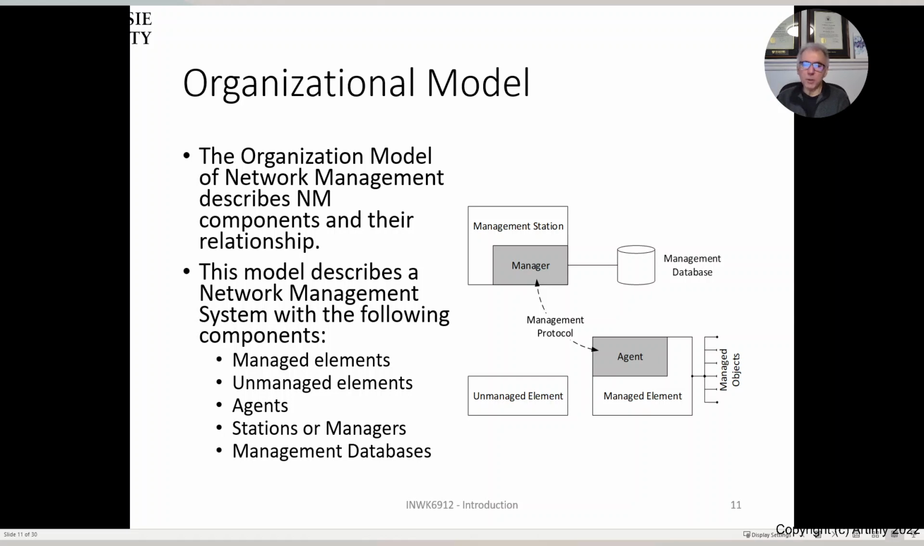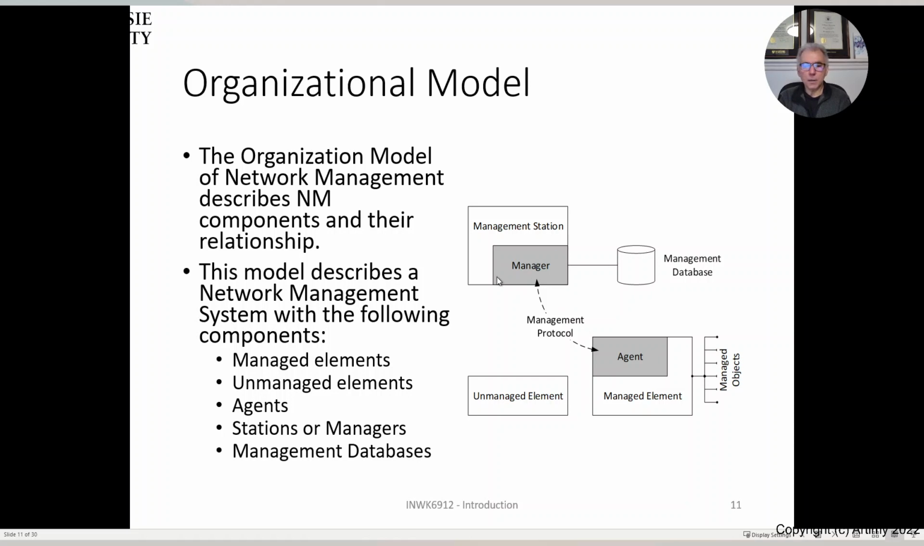So a switch, for example, may provide us with the status of each port, how many packets passed through that port, how many packets were received through that port, whether the port is enabled or disabled, administratively enabled or disabled. All of this is, we'll call them managed objects, right? So the agent collects the information from the managed objects and sends them to the manager.